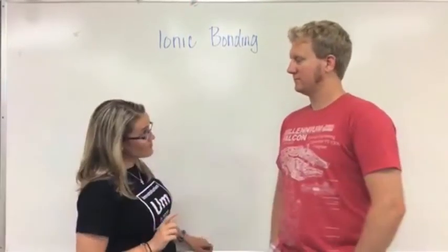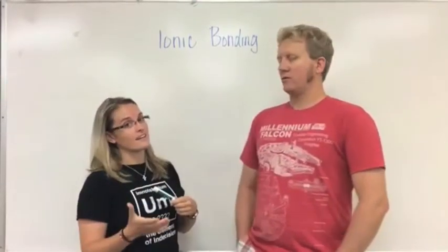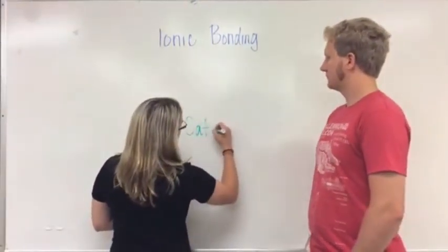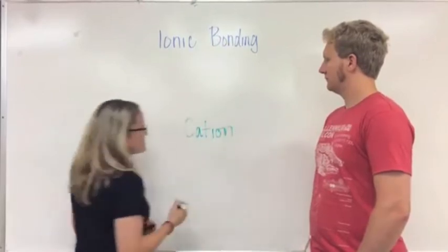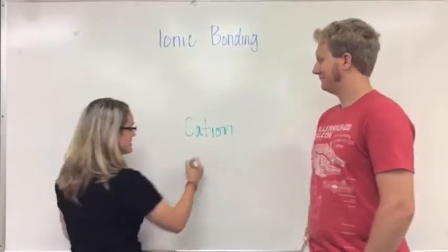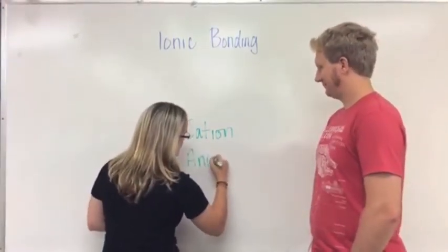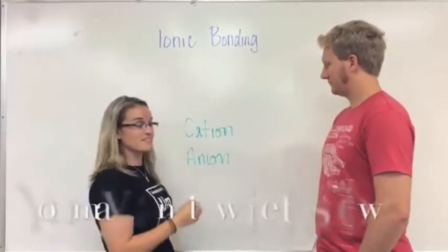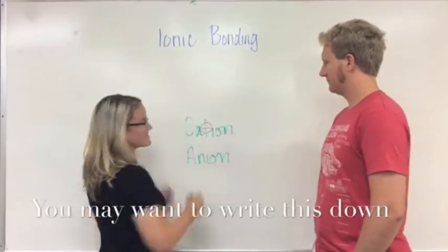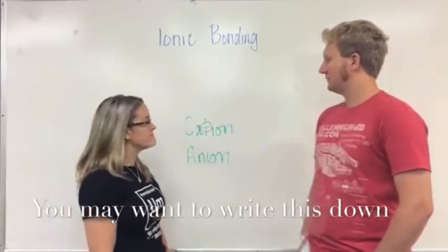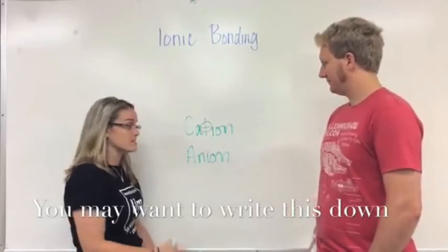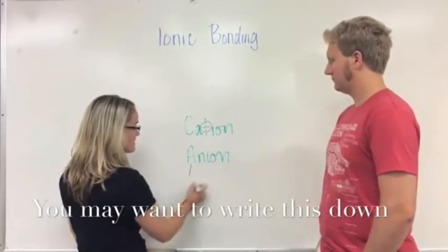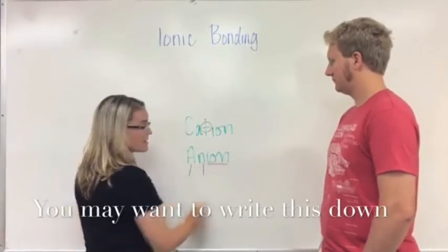Now, I do have a way to help you remember a cation's positive, anion's negative. So we look at the word cation, and then we have an anion. Now, the way that I remember that a cation is positive is that, to me, that looks like a little plus sign in the word. That's clever. Okay, so cations are positive. Now, for the anion, you just have to know that it's a negative ion.